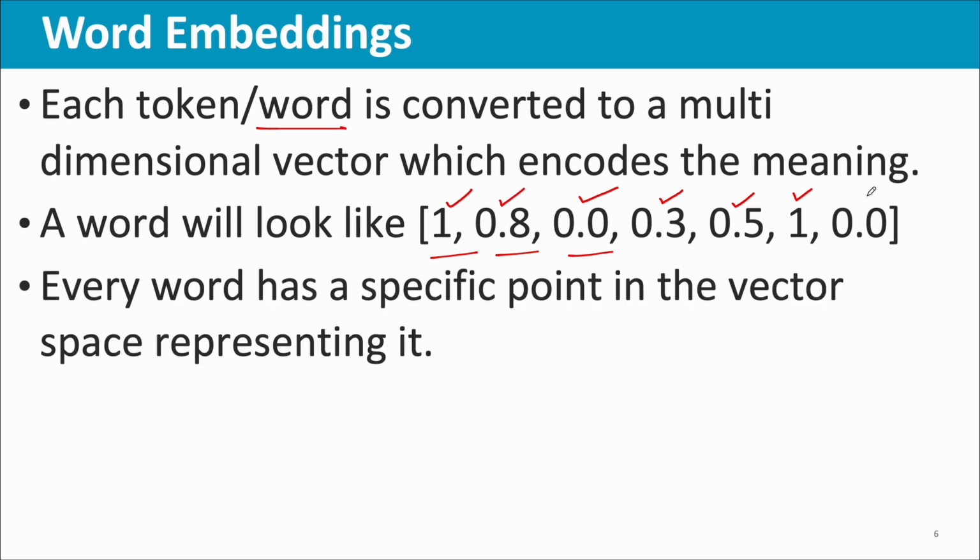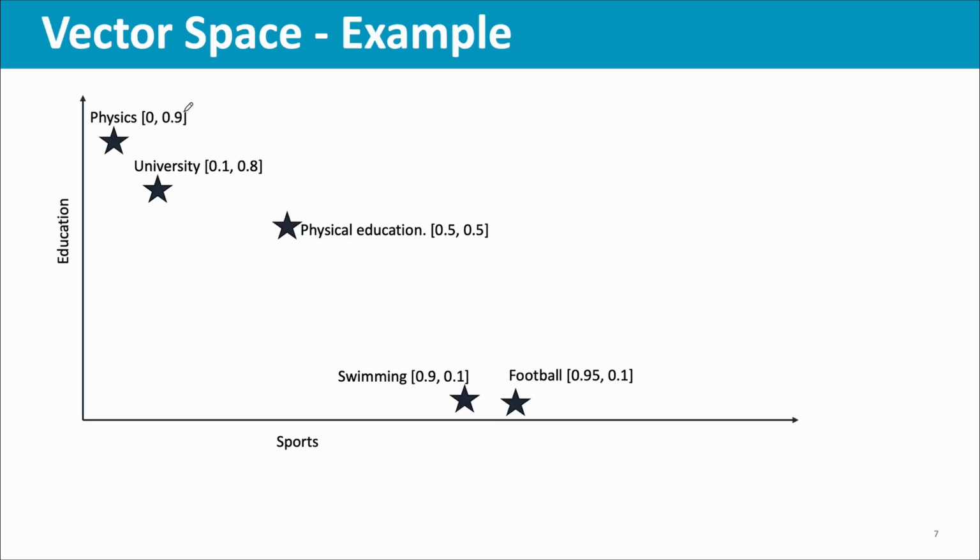Every word has a specific point in the vector space representing it. So let us try to visualize a vector space. For example, here I'm assuming that I'm using a two-dimensional vector space. I told you that Google is using 768 dimensions, but that we cannot show in a slide. So we are using just two dimensions, and these two dimensions assume that the first one is education and the other one is sports. So if you have a word like swimming, you may represent it closer to sports, saying that okay, sports it is 0.9 and education 0.1.